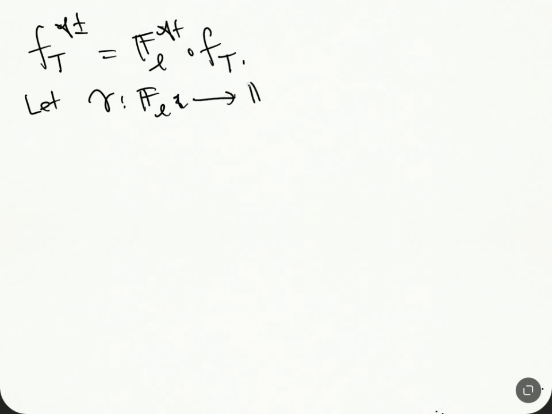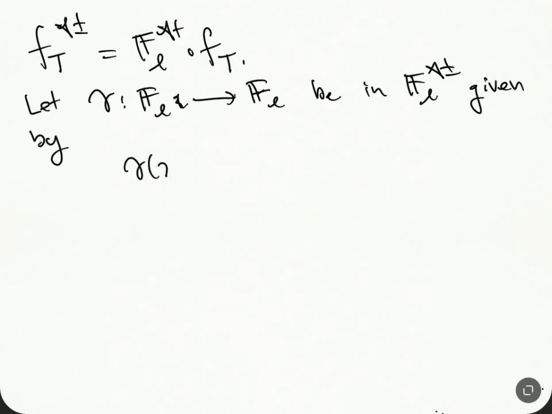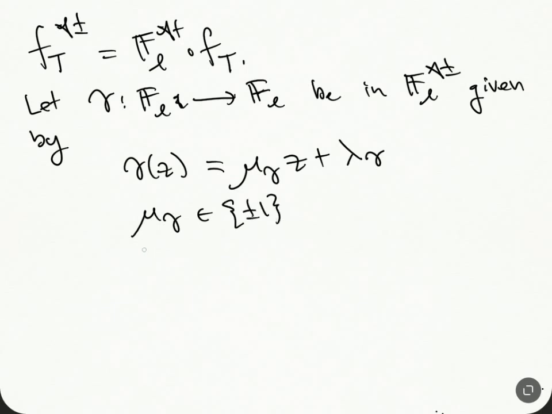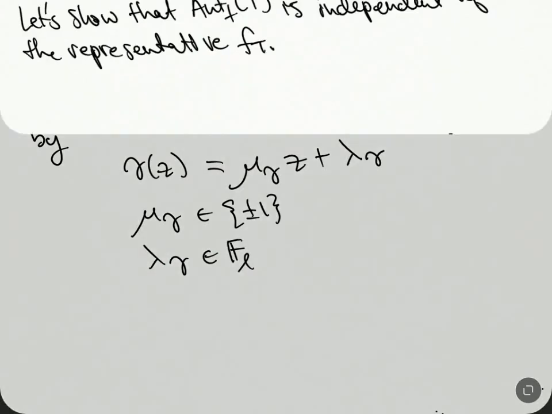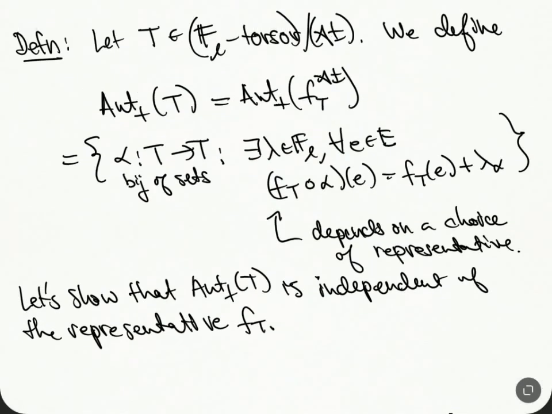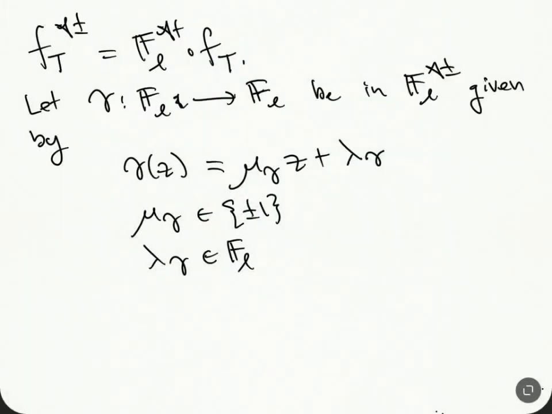Okay, so in particular, let gamma from FL to FL be defined by, so we're going to let it be in this group and we're going to suppose that it has the following structure. So we're going to write mu sub gamma of z plus lambda sub gamma. Mu sub gamma here is in plus or minus 1. The lambda gamma here is in FL. Okay, and now what we're going to do is look at how we're going to apply this definition here to our transformed guy. And then we're going to check that the transformation is still linear given that it was for FT.